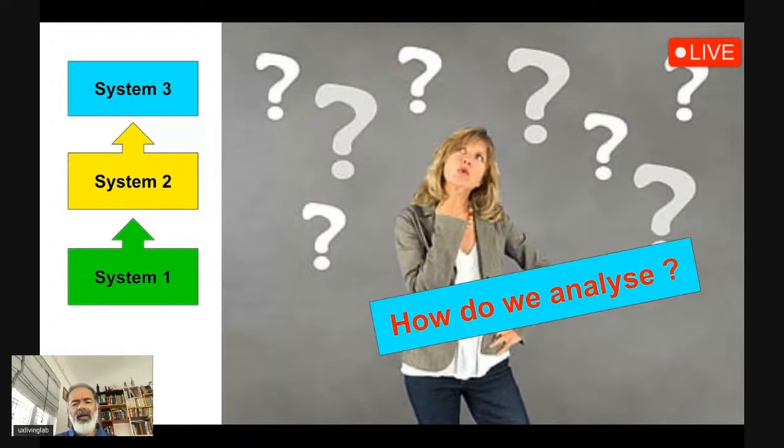So how do we analyze this situation? The System 1, System 2, System 3 thinking process. Think about this happening in a split second, or maybe not a split second. We can say 5 seconds or 10 seconds. System 1, System 2, System 3.